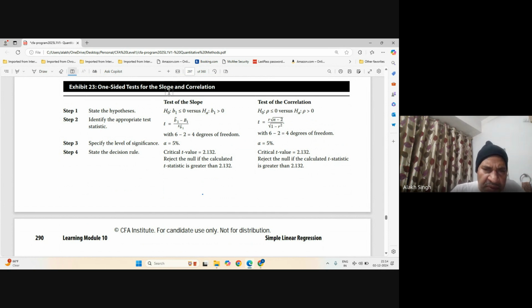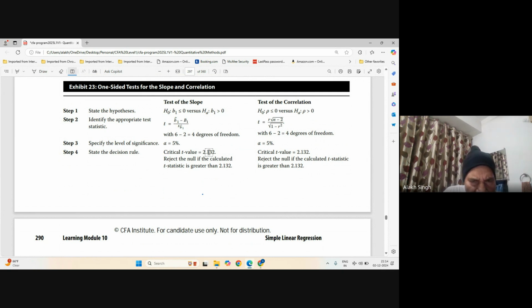So slope is our beta 1, and that beta 1 slope is positive. In that case, H0 and HA: beta 1 is greater than 0, and for correlation, rho is greater than 0, because if beta is positive, r must be positive. And so here it calculates the same thing.